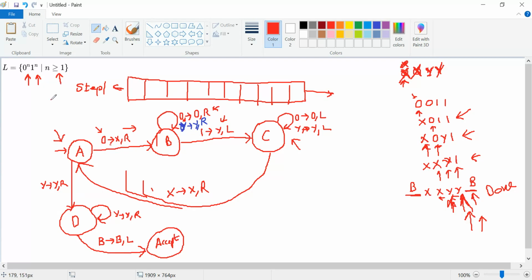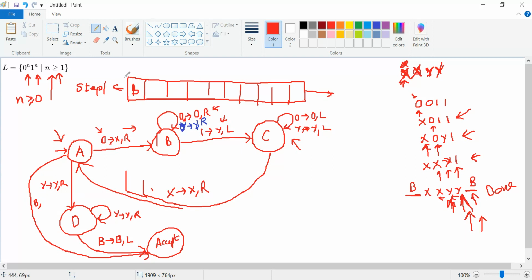So this question is for n greater than or equal to 1. So it can also be sometimes n greater than or equal to 0, which means if you don't have any zeros or any ones, you still have to accept the string, right? So in the start state, when you start itself you see a blank, right? So you can directly go to the accept state because you have to accept that as well, right? So you'll do something like this B, and then you just move left, right?